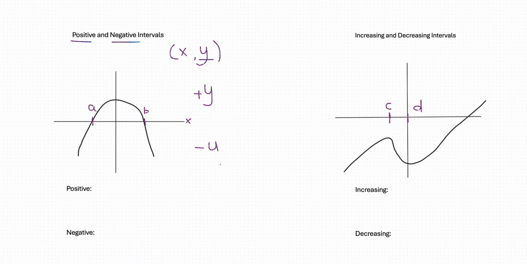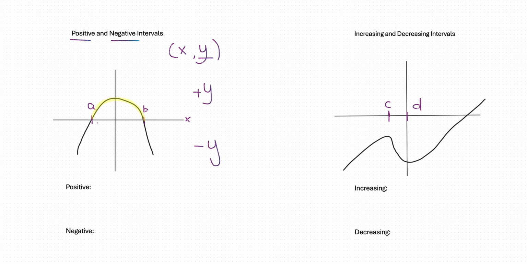So if we look at our graph, if we're trying to find the positive interval, we have to look at the part of the graph that is above the x-axis. Over here, any place above the axis is between A and B. So, let's write this down. Our positive interval of our graph is between the points A and B.